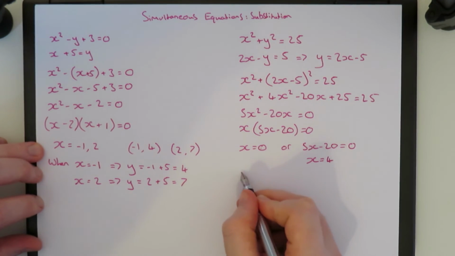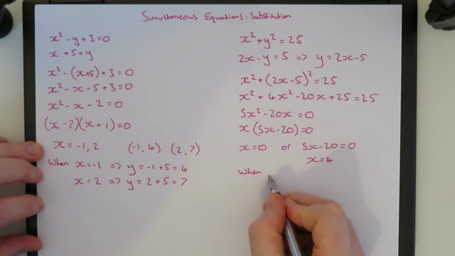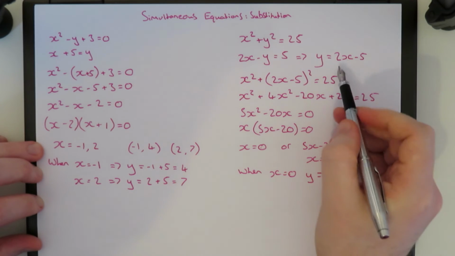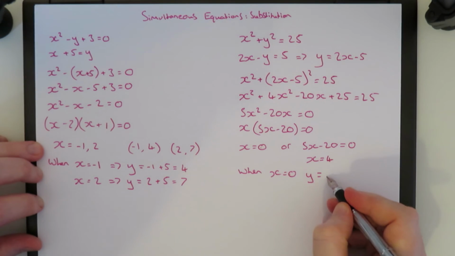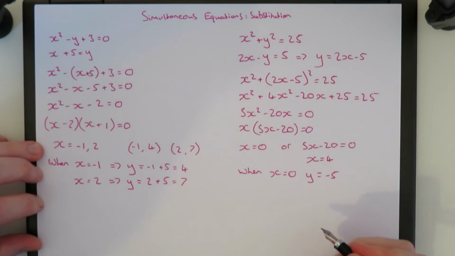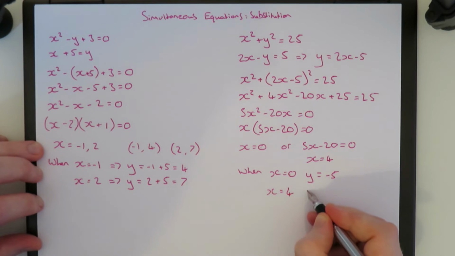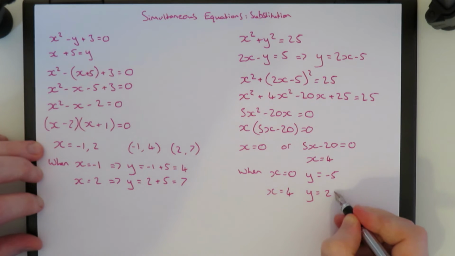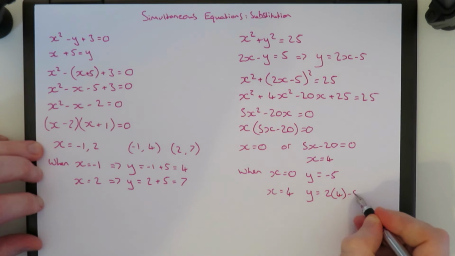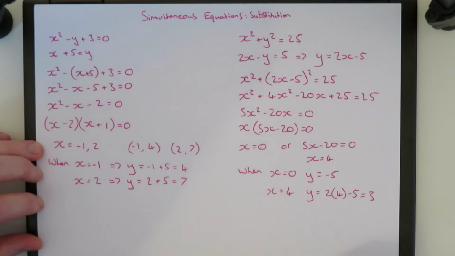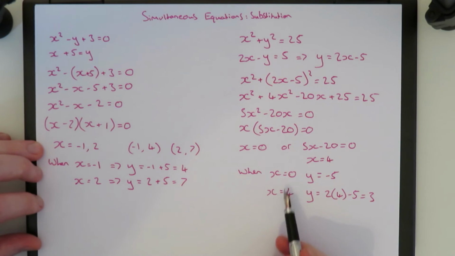So when x equals 0, y equals 2 lots of 0, 0 minus 5, so that's minus 5. And when x is equal to 4, we get y is equal to 2 lots of 4, subtract 5. 2 lots of 4 is 8, subtract 5 is 3. So then that's our solutions.